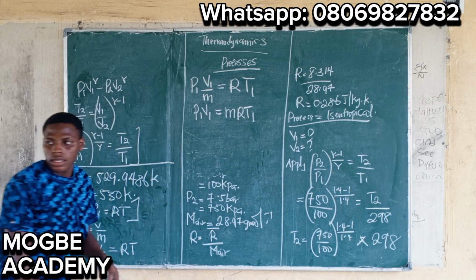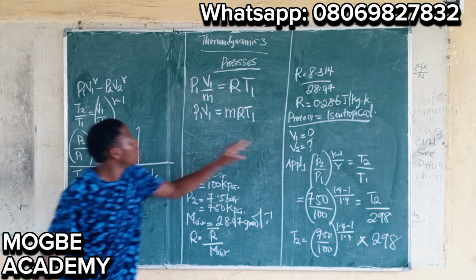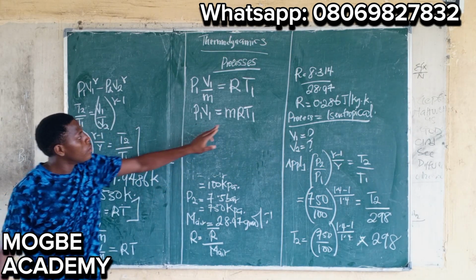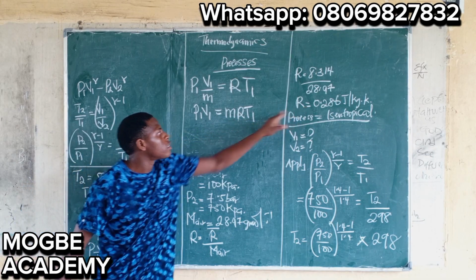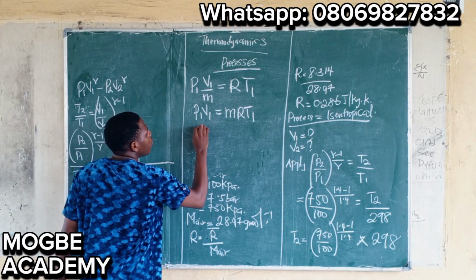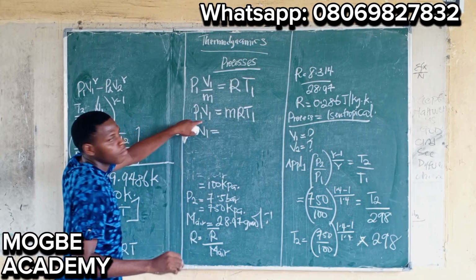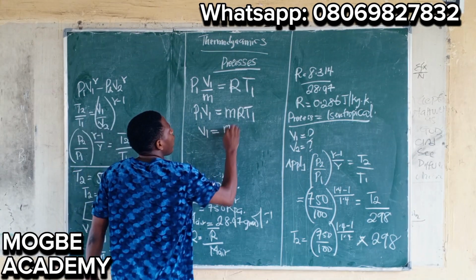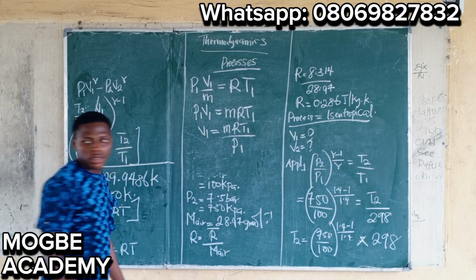MRT1. What's our V? We don't know V. We know P1. We know mass. We've calculated the specific gas constant, and the temperature. So what is stopping us? Make V the subject. V1 is equal to what? Divided through by P1. So it will be MRT1 over P1.